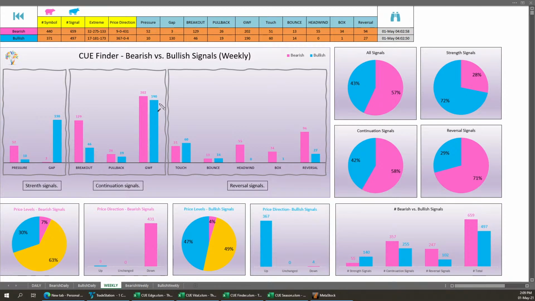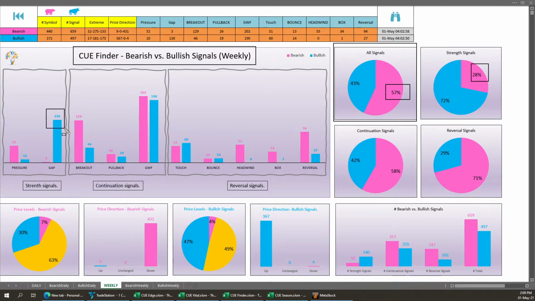Q Finder shows the balance between bulls and bears. First I am looking at the weekly chart. All signals have now turned bearish. Not by a very large percentage, but it is still bearish. Strength signals bullish. That is because of a large number of gap ups. Trend continuation bearish and reversals bearish.